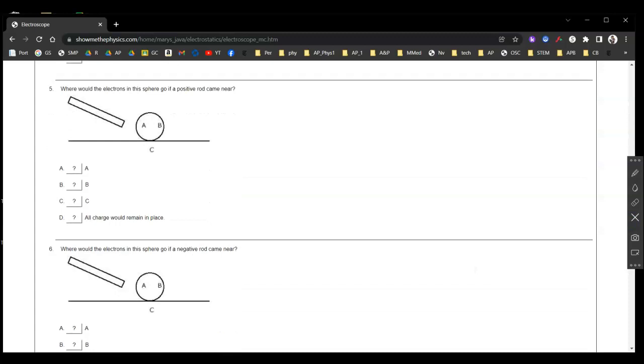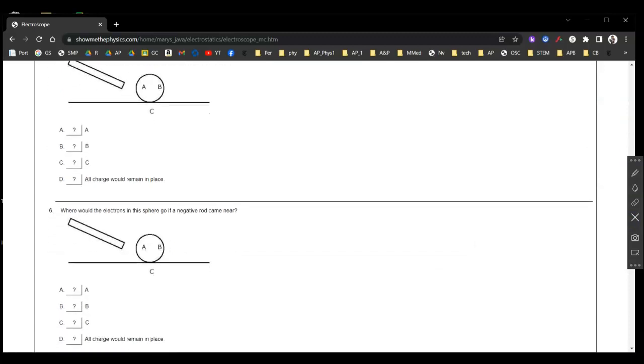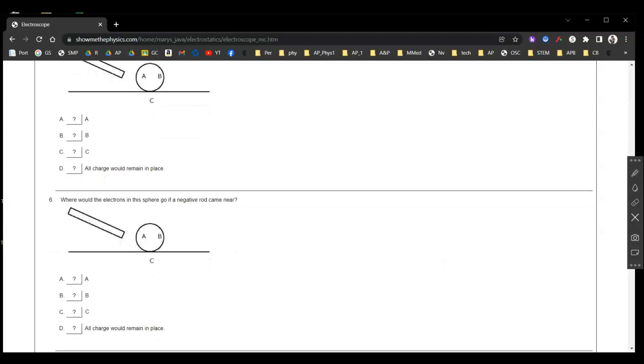Now, where would the electrons go if a negative rod came near? Actually, the electrons would be driven into the ground, because the negative electrons would want to get away from the negative rod, so they would be driven into the ground.